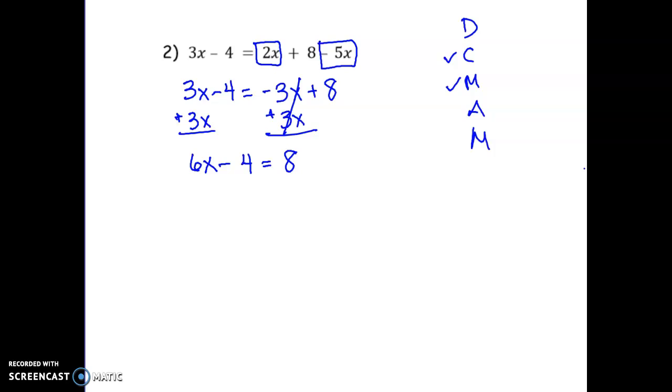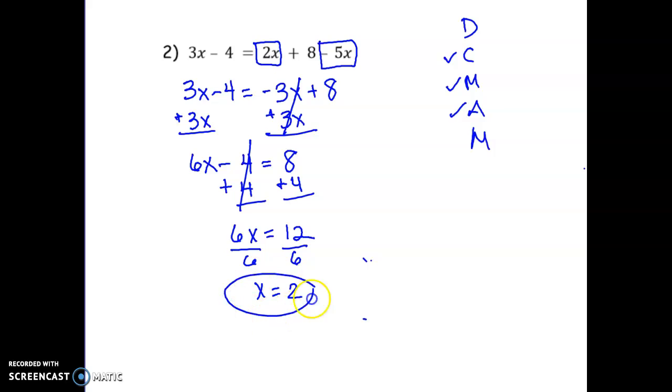All right, so now I want to add or subtract a constant. I want the constant to go to the opposite side of the variable. So I am going to add 4 to both sides because I'm looking at this opposite. I've got -4 and I've got a +4. They will cancel out, and I'm left with 6x equals 12. My last step is to multiply, or in this case, divide by the coefficient. So my x is equal to 2.